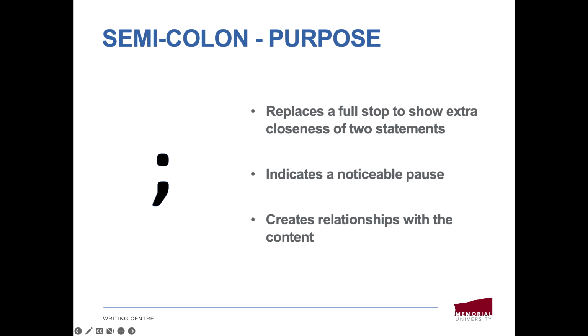Moving along, let's look at the semicolon. A semicolon can substitute for a period if there is a closeness in the independent clauses. The semicolon can announce this closeness or relationship to the audience. A semicolon shows us a pause, longer than a comma, but shorter than a period. A semicolon helps to establish relationships and connections within the sentence content.